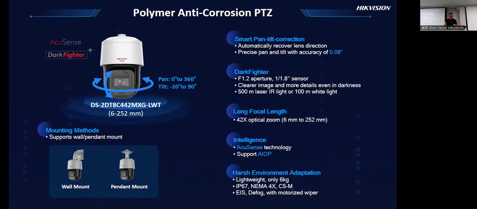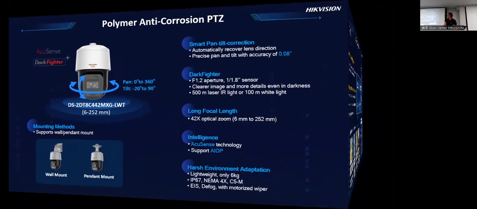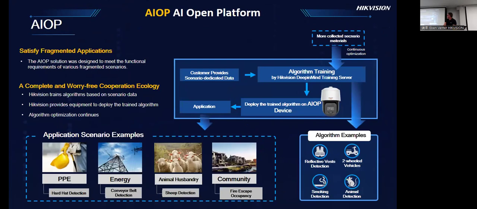Very cool. Next up, of course, is the other ones. So here's the AIOP technology. So like I said, what happens is you record the footage of the event. We need quite a lot of those. And then we take it into our servers, we create the AI, and we send you the special firmware for your camera.